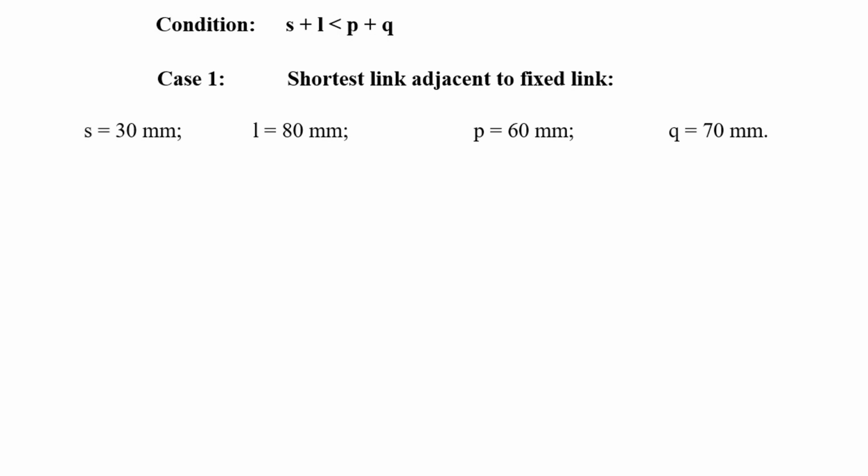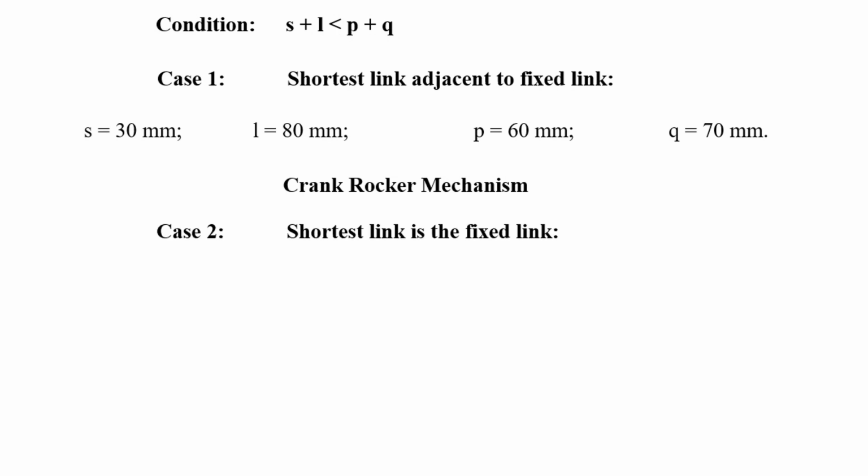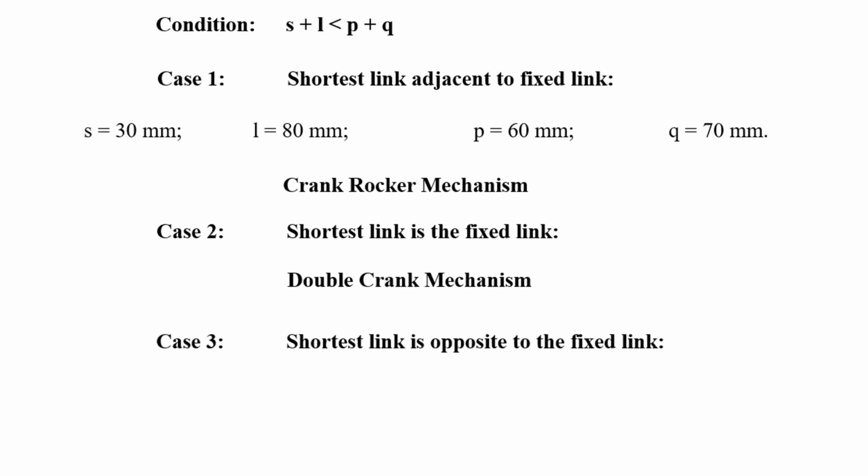There is one more. This mechanism is called the crank rocker mechanism. In case 2, when the shortest link is the fixed link, then in that case it will be a double crank mechanism. And in case 3, the shortest link is opposite to the fixed link. If this is considered, then it will be a double rocker mechanism.